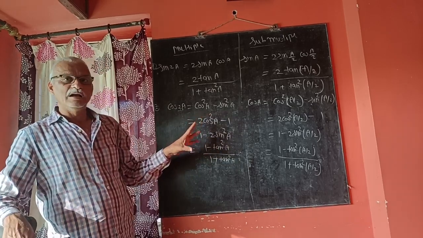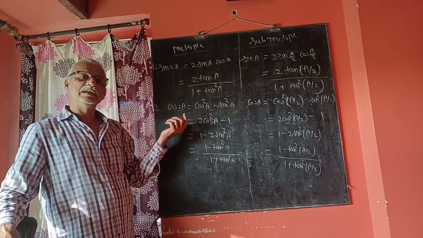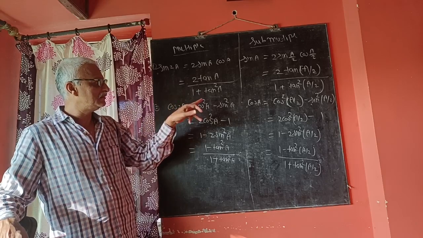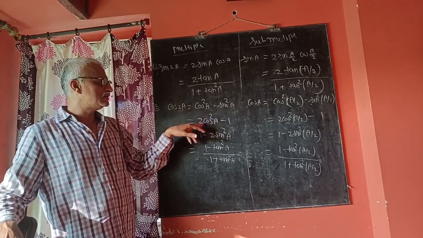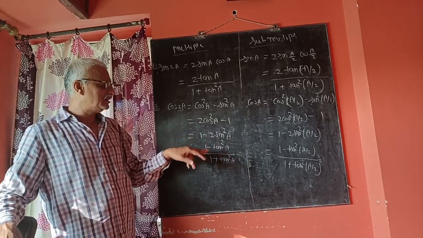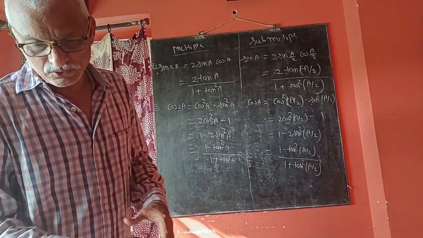So we have to apply the formula according to the required condition. If you require the formula of cos 2A in terms of cos and sin, go for this one. If you have to replace only in terms of cos, then this one. In terms of sin means the third one, and in terms of tan means the fourth one. So these are the formulas for cos 2A.